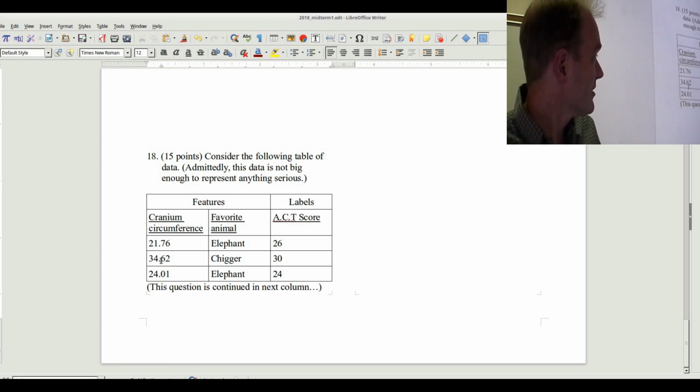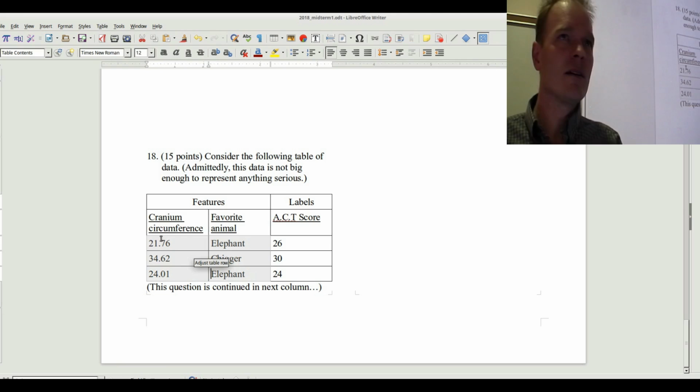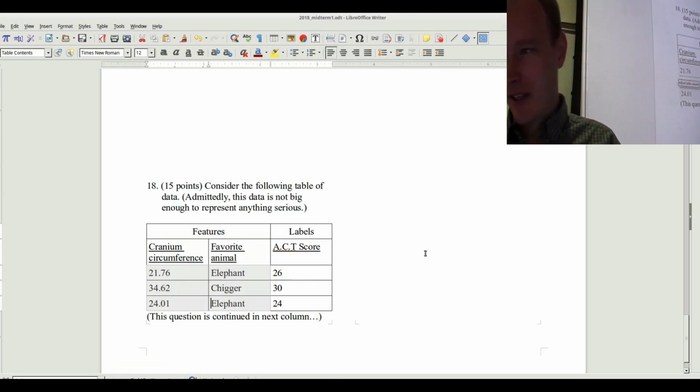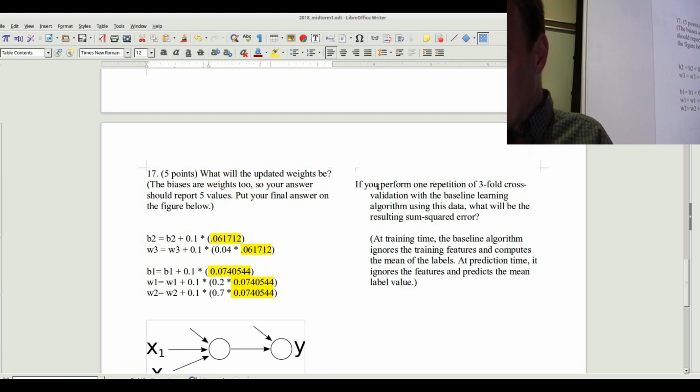Nevertheless, in this problem, all of the features are distractors. You just ignore them. And almost everybody figured that out. Good on you. At training time, the baseline algorithm ignores the training features and computes the mean of the labels. At prediction time, it ignores the features and predicts the mean of the label values.